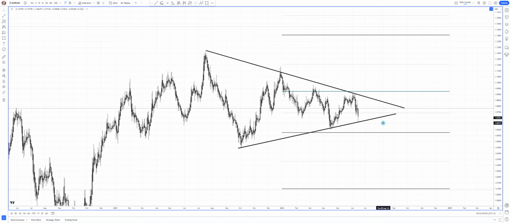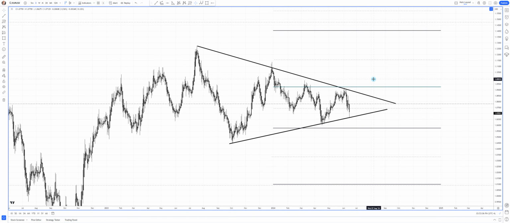we're definitely in a triangle. You can see it clearly, right? And usually what happens with triangles is that once it gets towards the later parts of the triangle, it's going to start condensing. It's going to start making moves shorter and shorter. Like you can see it all the way back here.